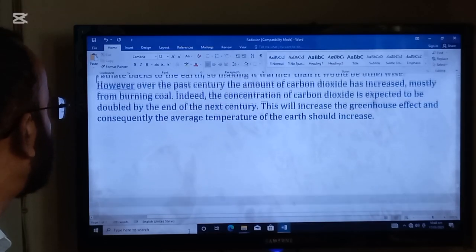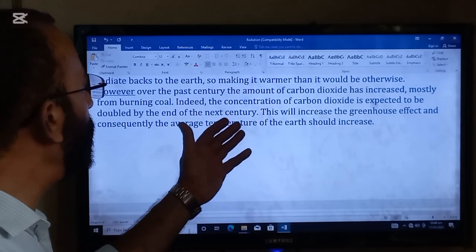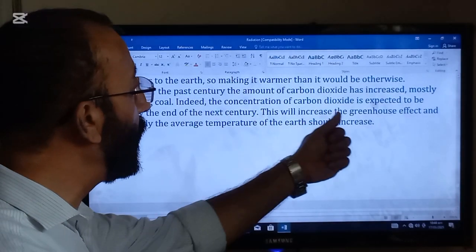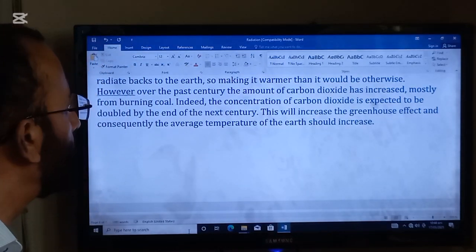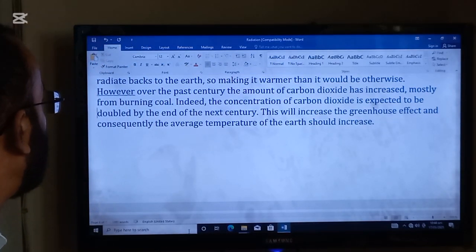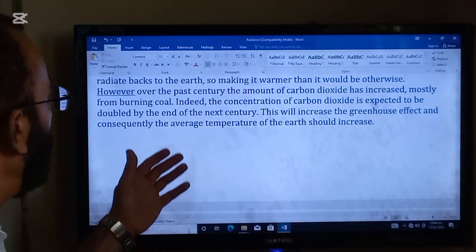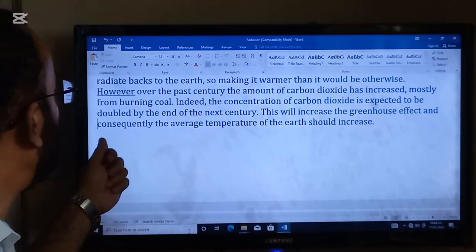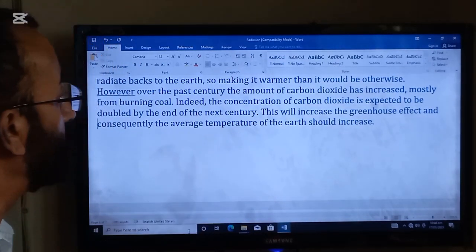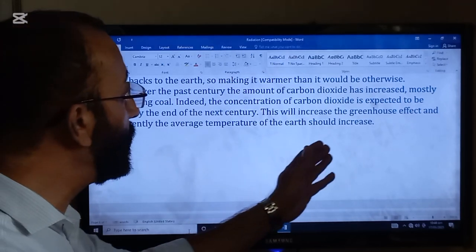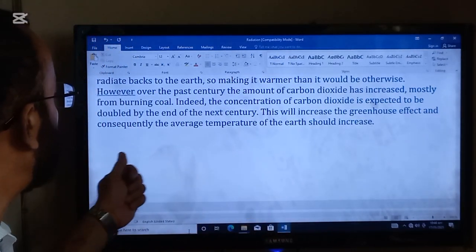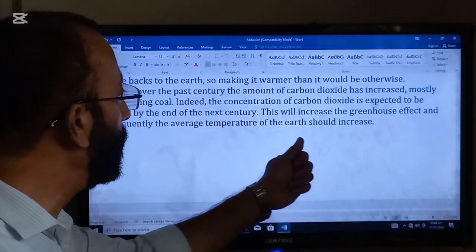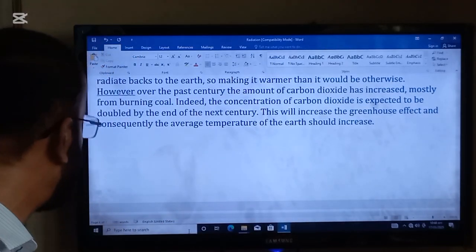However, over the past century, the amount of carbon dioxide has increased, mostly from burning coal. Indeed, the concentration of carbon dioxide is expected to double by the end of the next century. This will increase the greenhouse effect and consequently the average temperature of the Earth should increase.